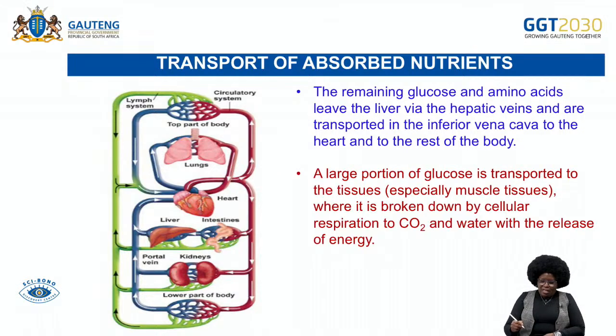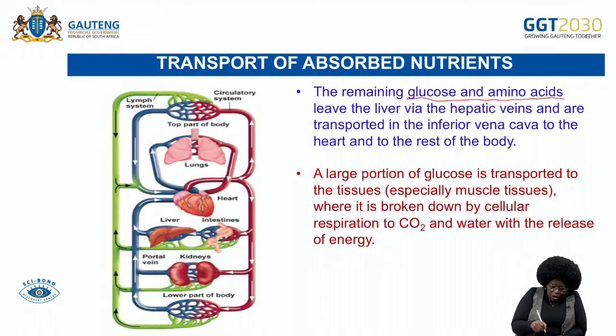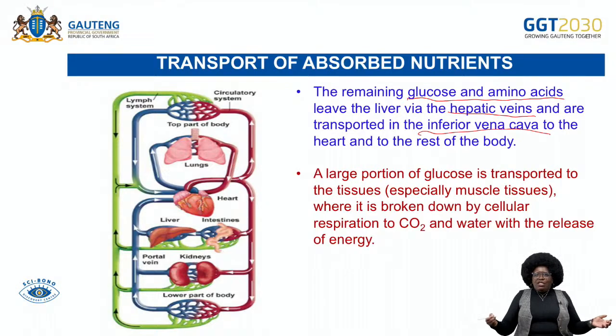If you check this, it's now transport of absorbed nutrients, which you can tap on. The remaining glucose and amino acids, what happens to them? They leave the liver. Okay, so they leave the liver, right? And then they leave the liver via the hepatic vein and transported to the inferior vena cava, to the heart and to the rest of the body. The body needs all these substances.